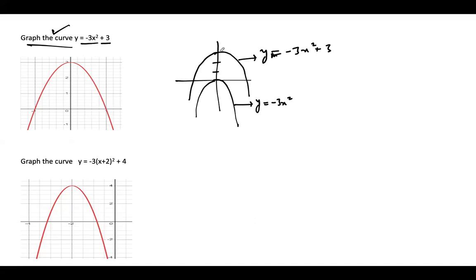What is the maximum value of the graph here at this vertex? At x is equal to 0. So 0 and 3. And this will be 3.